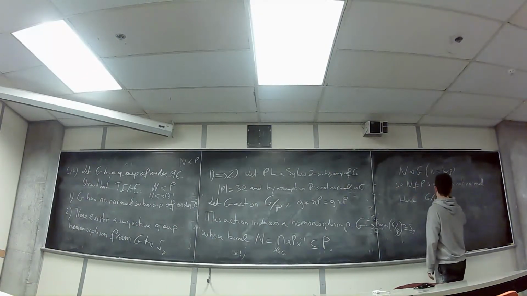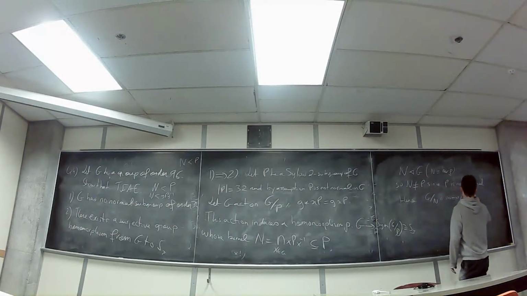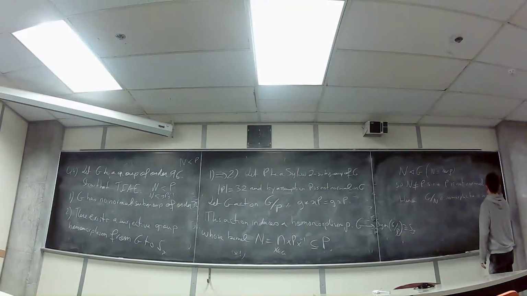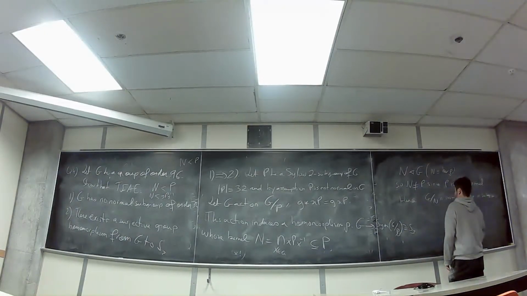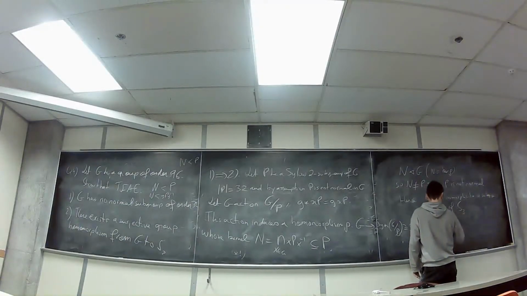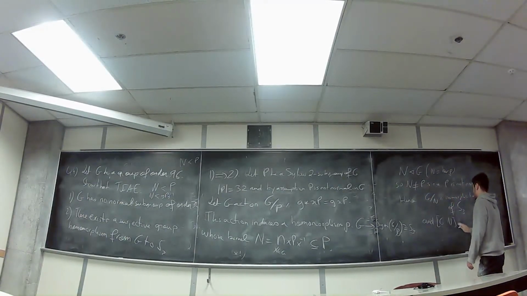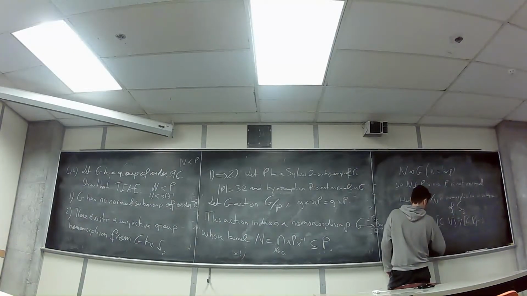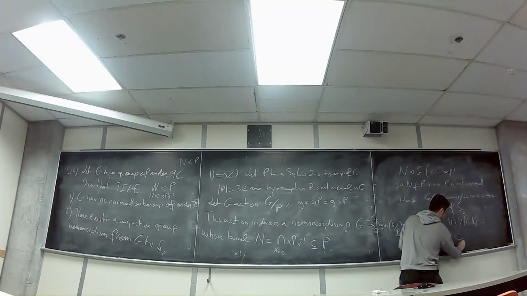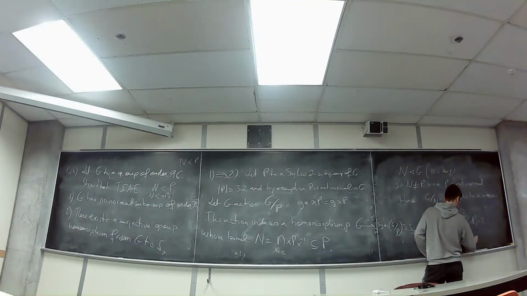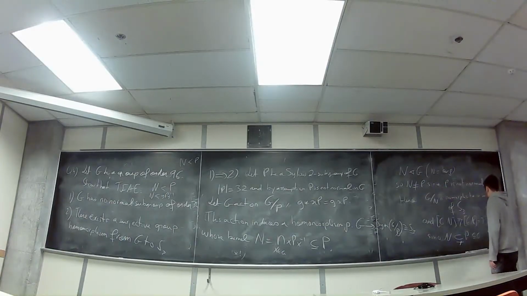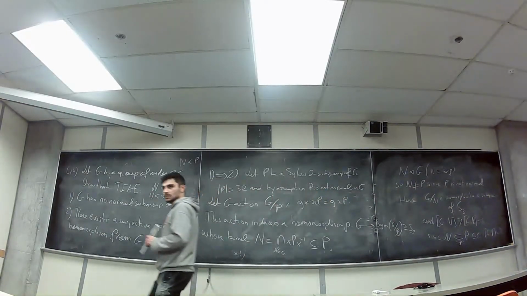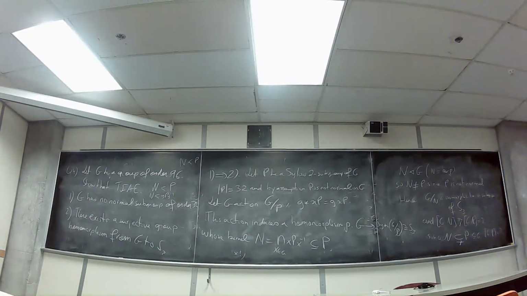G mod N is isomorphic with a subgroup of S3, and the index of N in G is strictly bigger than the index of P, which is 3, since N is contained but not equal to P, it's contained in G, and P has index 3. Agree? So what can I say about, yeah?